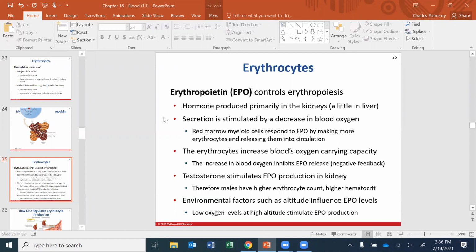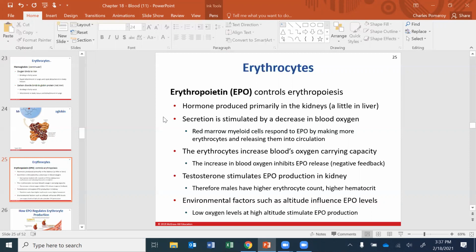It's called EPO, and on number 16 in your notes, I put the trigger and the source and the target and the effect. Trigger is low oxygen levels. Hypoxemia is the word we use. And the source is the kidneys primarily. It's going to go to the bone marrow, and it's going to stimulate red blood cell production. Then the more red blood cells you have, the more oxygen you can transport. Now that's why men typically have a higher hematocrit count, because testosterone stimulates EPO, and EPO stimulates a higher hematocrit percentage, more red blood cells.